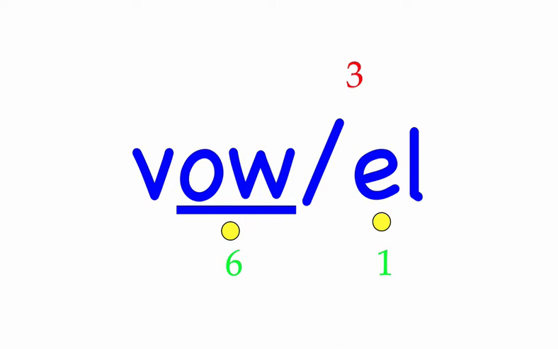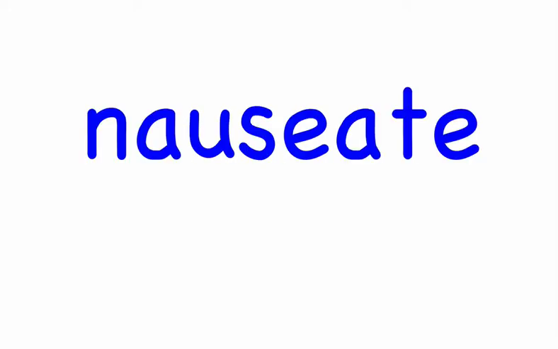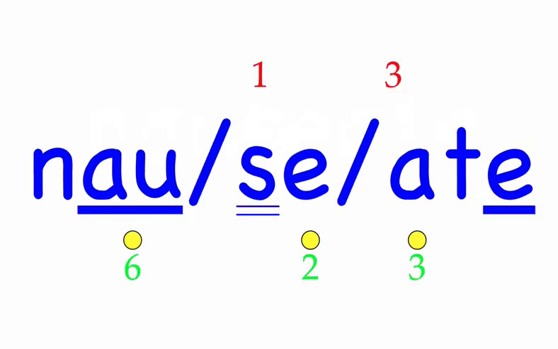Nauseate. Na has two sounds, n, aw. Z, two sounds, z, e. Eight, two sounds, a, t. Nauseate. Mark the word. Nauseate.